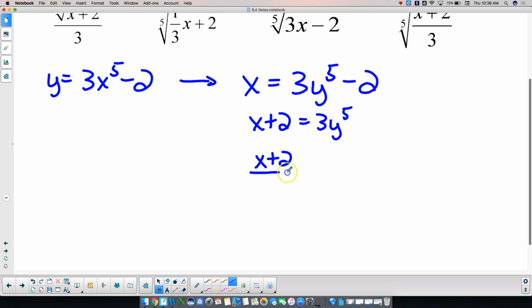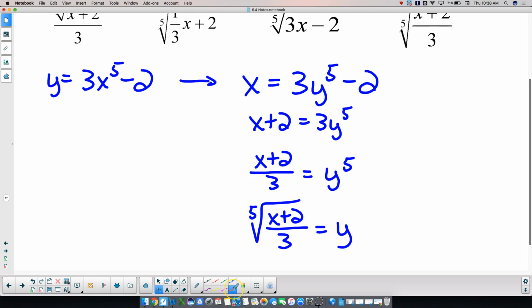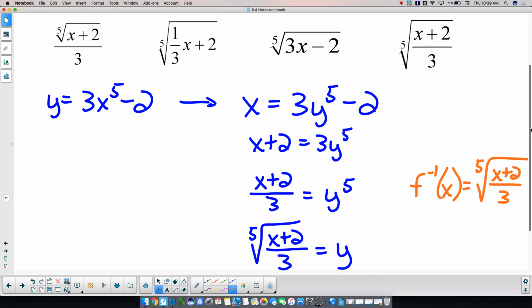Then I'm going to take the fifth root of both sides. So that gives me the inverse of f is equal to the fifth root of x plus 2 divided by 3, which is this last one here in my list. Agree?